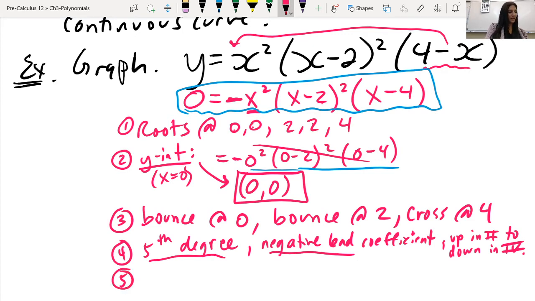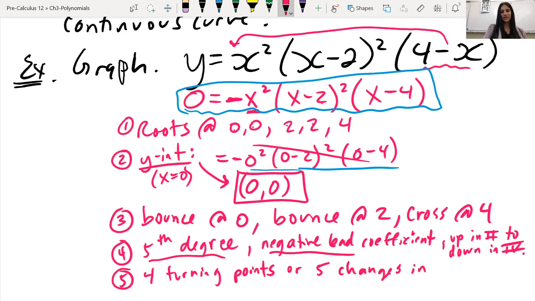Step number 5, if it's a 5th degree, we have 4 turning points. So remember, there's a couple of different ways that you could look at that. 4 turning points or 5 changes in direction.